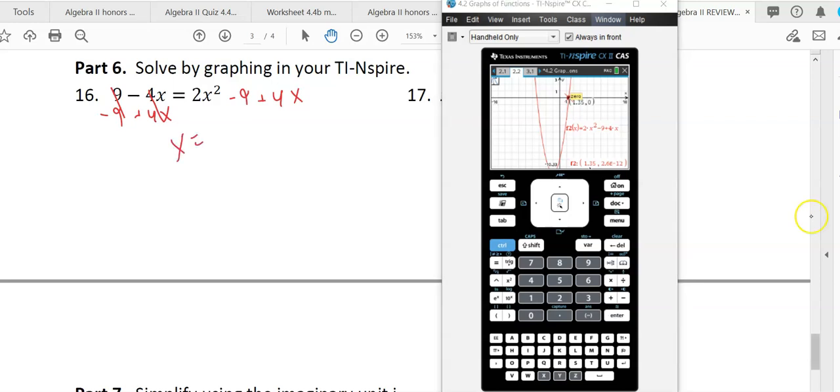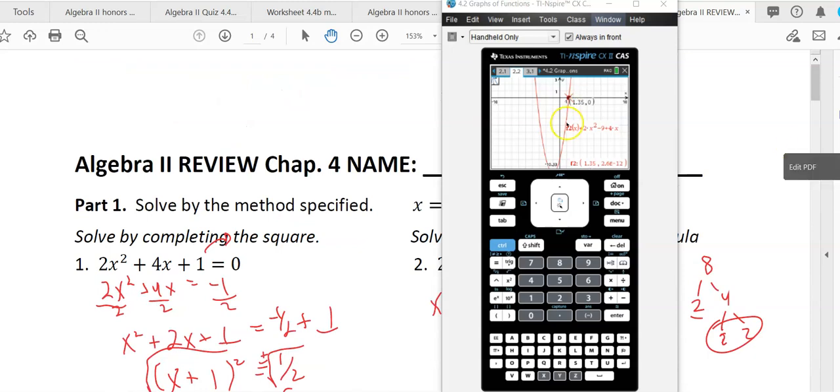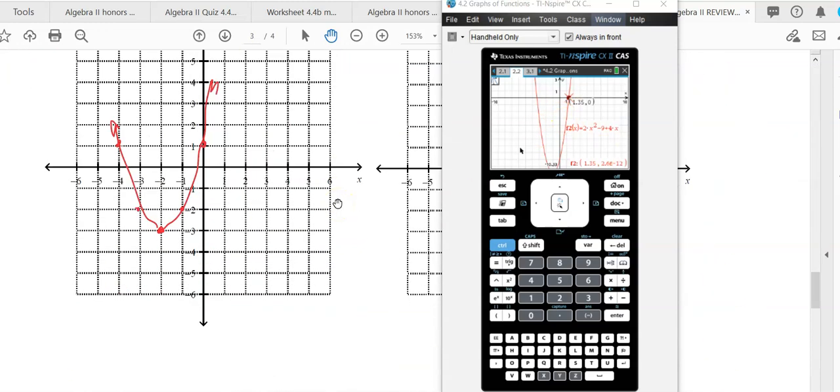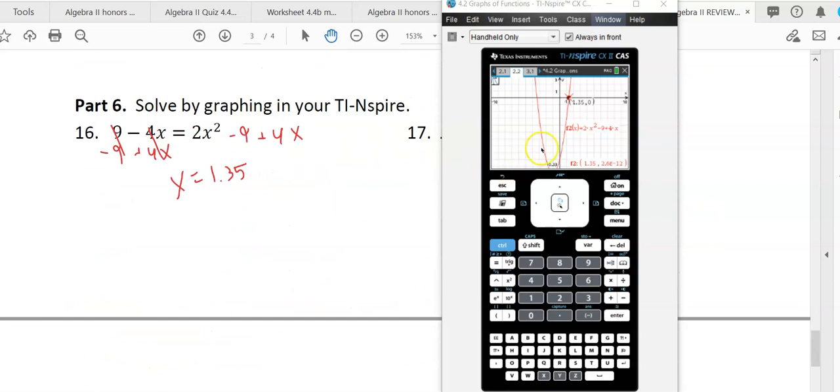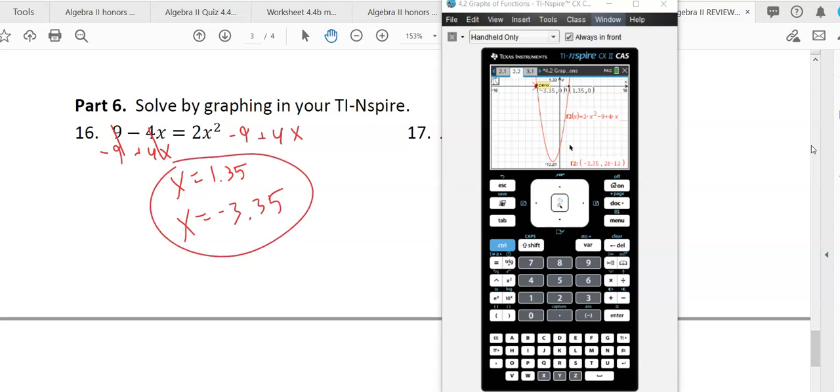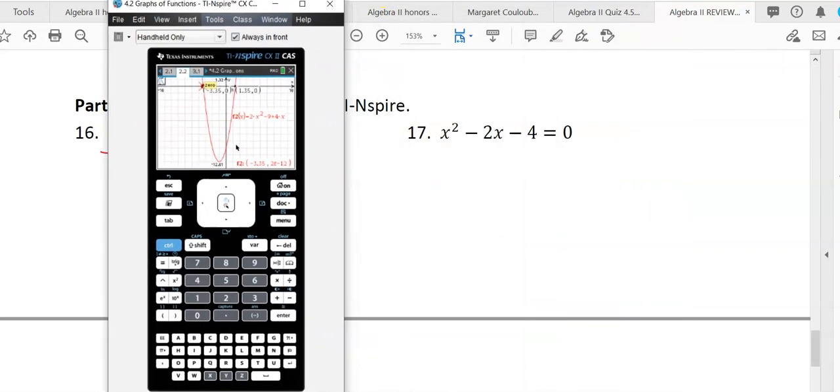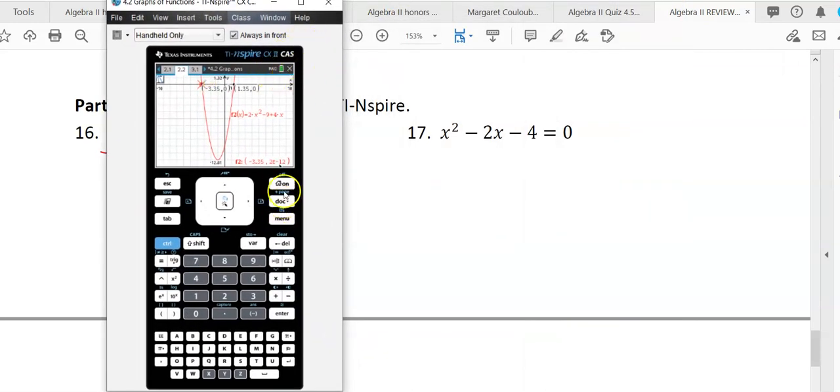1.35, so x equals 1.35. That's one of the x values for the zero. And let's get this other one. So if you're over here, cursor to the left, x equals what? Negative 3.35. X equals negative 3.35 is the other solution. So there are two solutions there. Set this one equals 0. Oh, it's already set equal to 0. This should be quick.